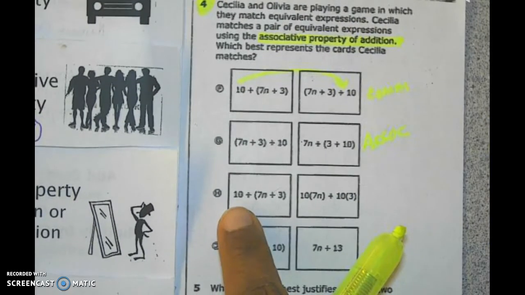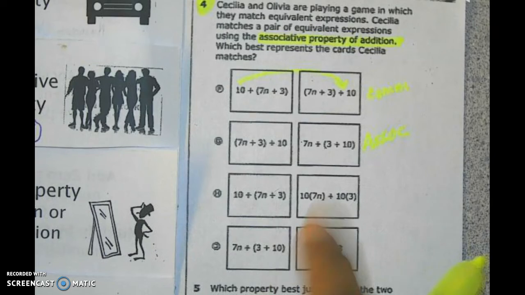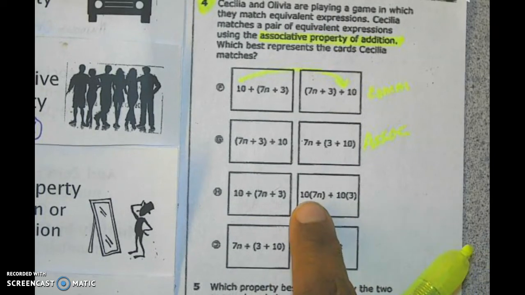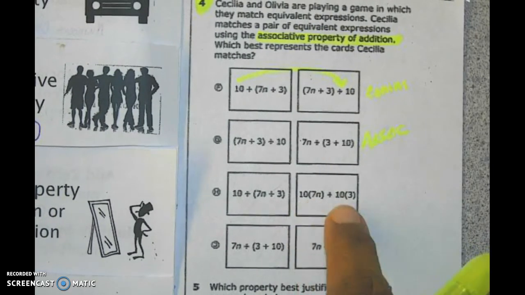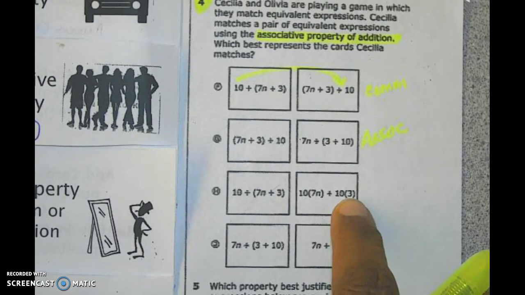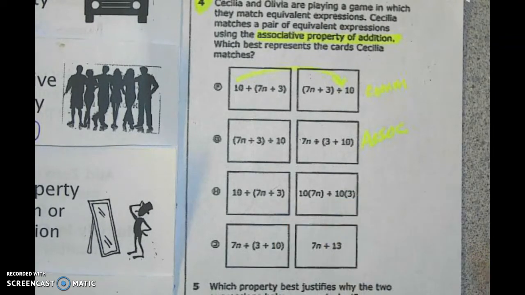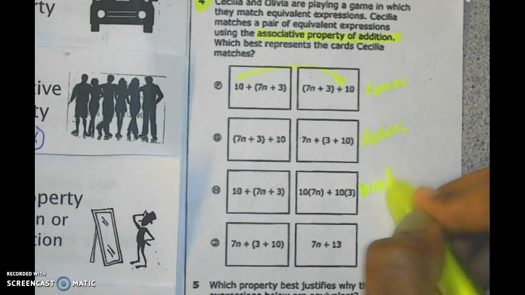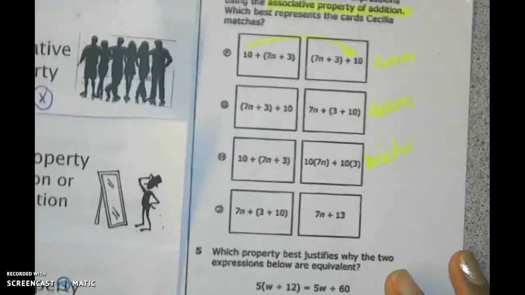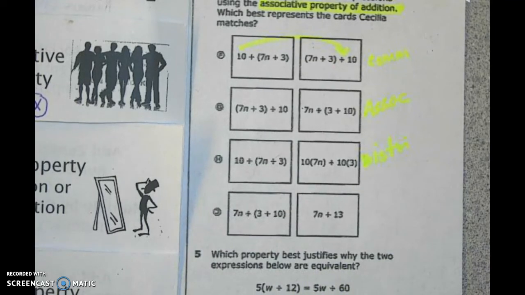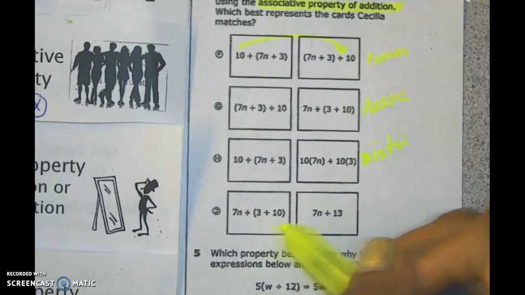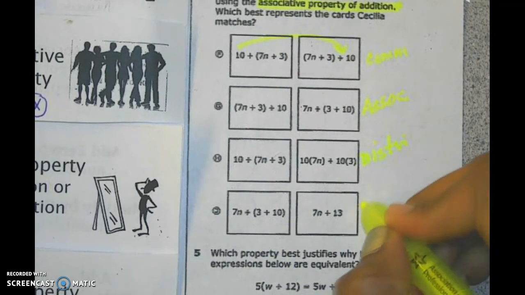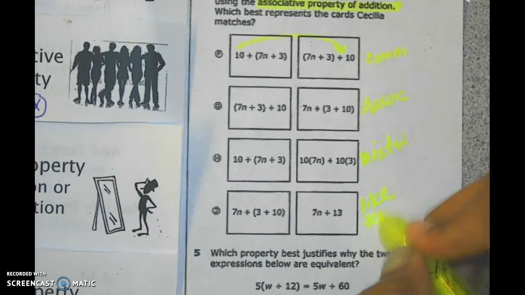Next we have 10 plus (7n plus 3). And here we have 10 times 7n plus 10 times 3. So here it looks like they distributed the 10. This would be distributive property. And the last one, (7n plus 3) plus 10. They combined the 3 and the 10, so they did combination of like terms. They added them together. That's like terms.